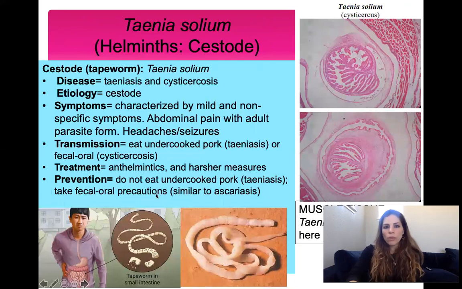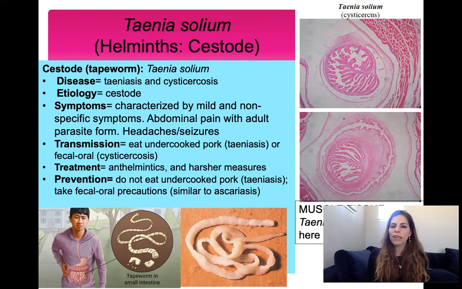The next worm we're going to talk about is Taenia solium. Taenia solium is a cestode, and it causes the disease Taeniasis, characterized by mild and non-specific symptoms depending on the course of infection. Lots of abdominal pain, as with all worm infections, can lead to headaches and bad seizures.